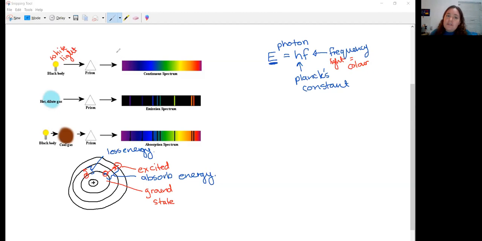Over here on this end, we have our purple, which is our high frequency light. And on this end, we have our lower frequency. I don't know why there's any purple on this end. This should definitely end on red.